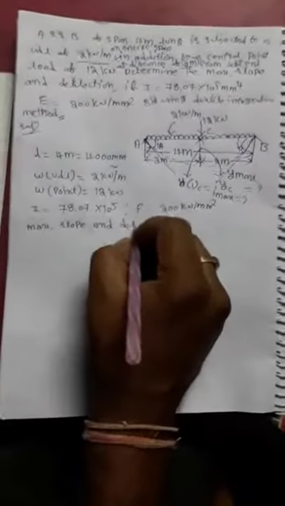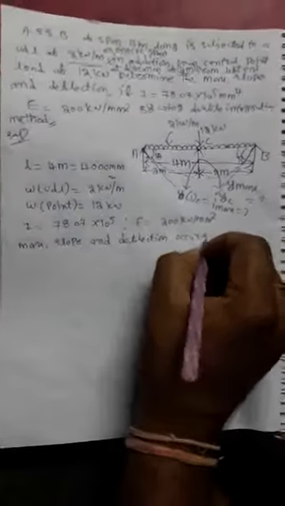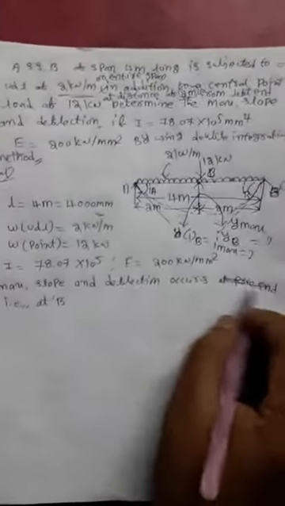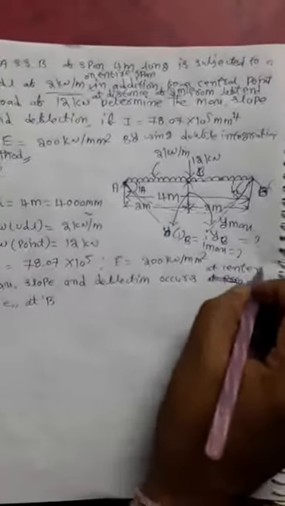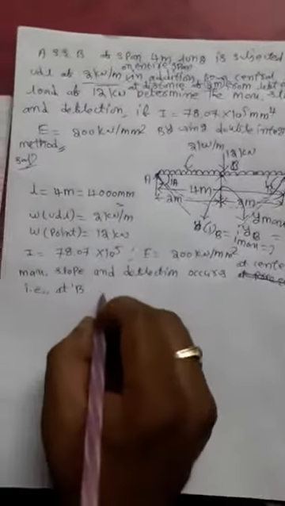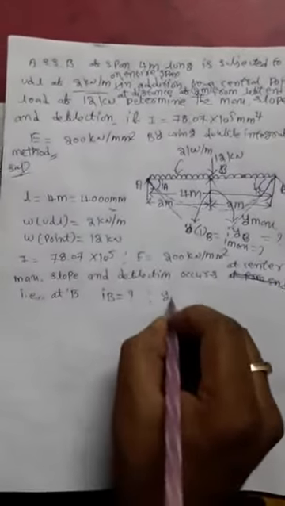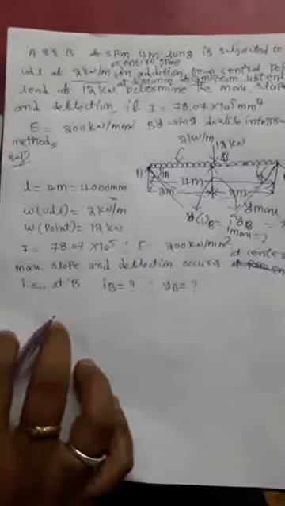And next, for finding the maximum slope and deflection, both occur at the center, point C. There is nothing but the maximum slope and maximum deflection for this beam occur at the center, denoted as yc and theta c. Theta equal to how much and y equal to how much. Okay, and we are going to find these values.